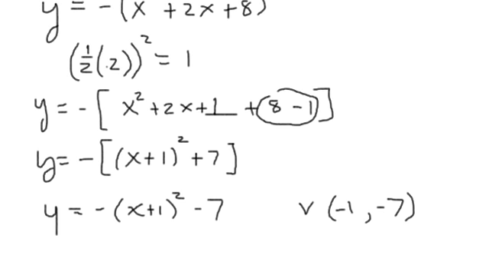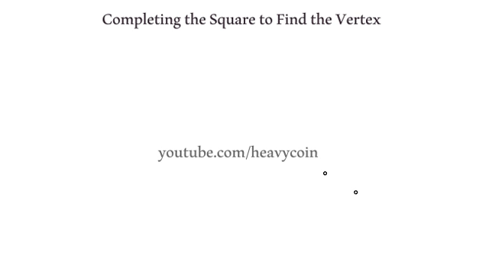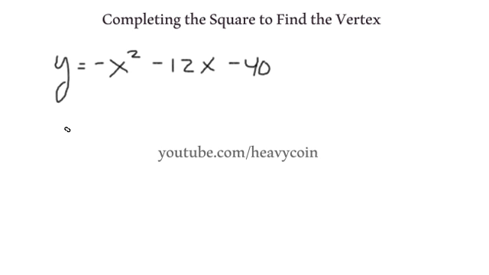Alright, this next one's going to be a quiz question. See if you can get this. We've got y is equal to negative x squared minus 12x minus 40. So you try to find the vertex and then come back, check back the video, and I'm going to actually write the answer right here. Okay, so pause the video and you try to work it out. Alright, so that's the answer. That's going to be the vertex.